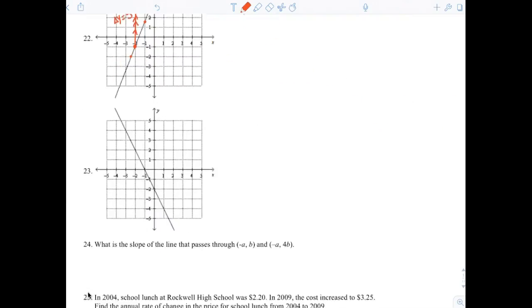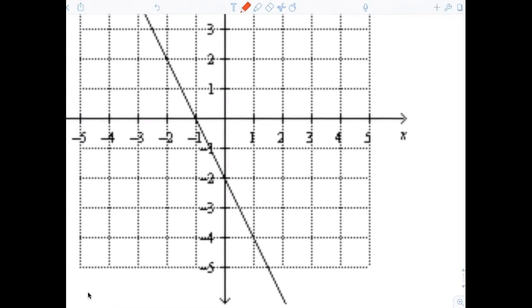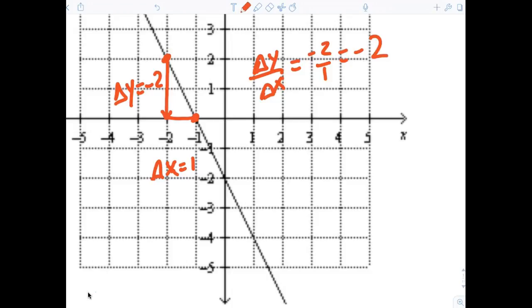Let's carry on. Now we get another practice problem, 23. The first one that sticks out in my mind is this one right there, and I see another one right there. Do you have to pick my two? No. You can pick whatever two you want. In this case, we're still going left to right. So delta y is -2. Delta x is 1, right? So delta y over delta x is equal to -2 over 1, which is -2.